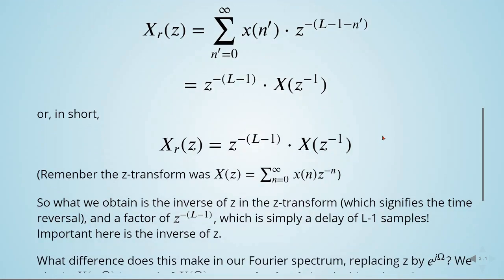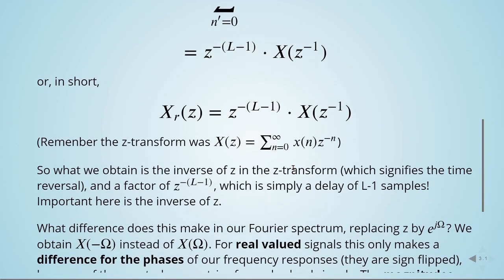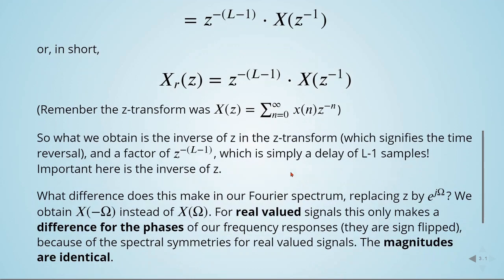So what we obtain is the inverse of z in the z transform, which signifies the time reversal, and a factor of z to the power of minus L minus 1, which is simply a delay of L minus 1 samples. Important here is the inverse of z.